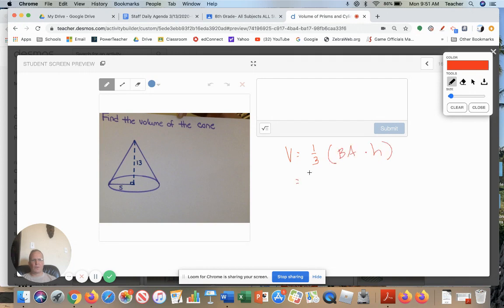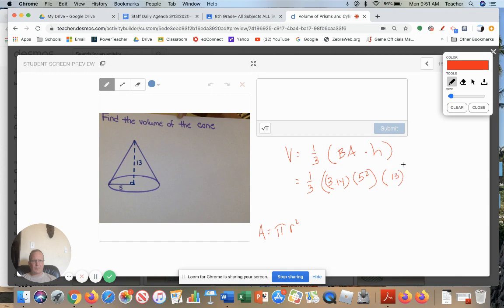Okay, so 1/3 times the base area is going to be pi r squared, because the area of a circle is pi times the radius squared. We're going to put that right here. Okay, so pi is going to be 3.14. Okay, and the radius is going to be 5, so 5 squared. So go ahead and put that into a calculator. And then your height is 13.